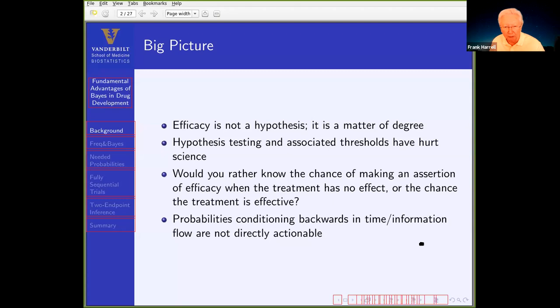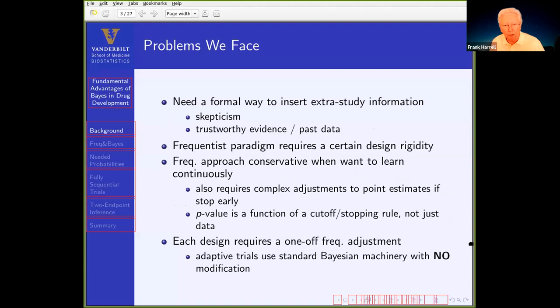So what are the problems that we're trying to solve? Well, we need a way to insert extra study information, and that often is skepticism, and sometimes it's optimism if you have very trustworthy evidence from past data. The frequentist paradigm is very rigid in the sense that it's based on alpha spending, and you have a penalty for trying to learn too much too fast because the alpha errors are cumulative, whereas the sort of errors you make in the Bayesian approach are not cumulative, and that I think will be clear in a bit.